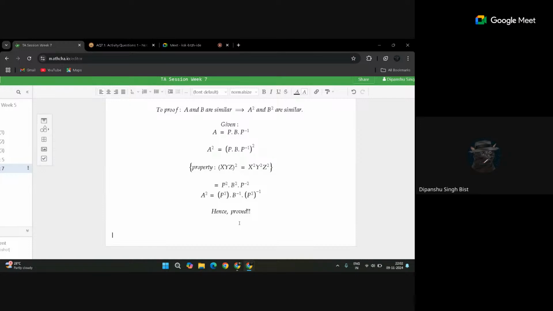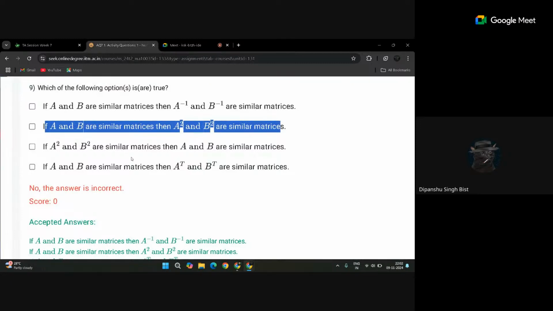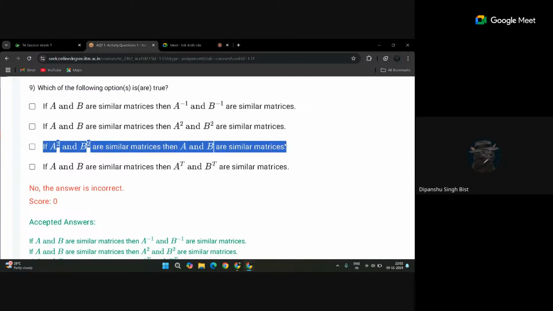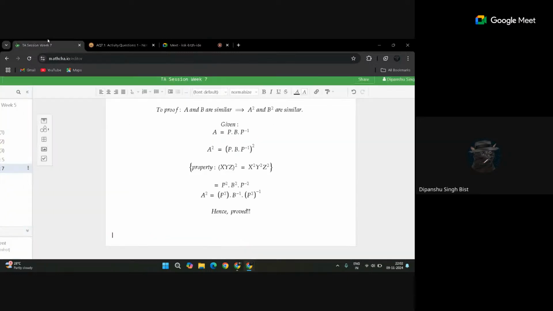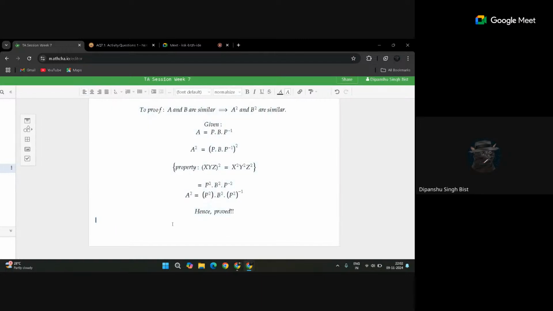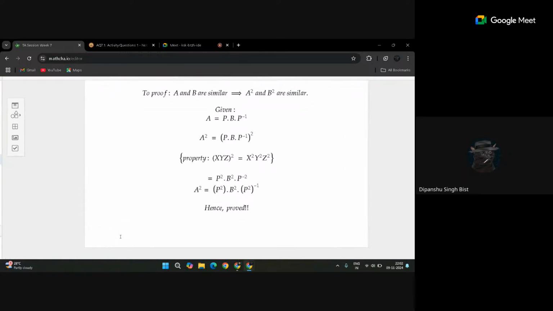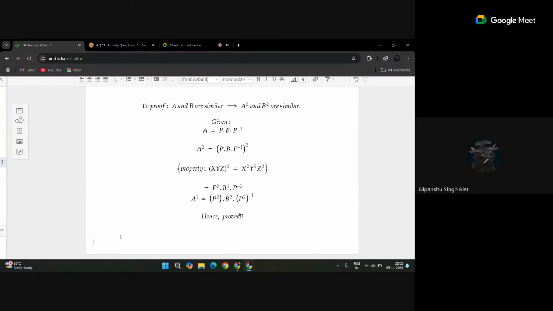Okay. Any doubts? What about this? Can you make any conclusion for A and B out of it? Should be B. Okay. Is there any doubt in this proof? Hello. No, sir, it's fine.